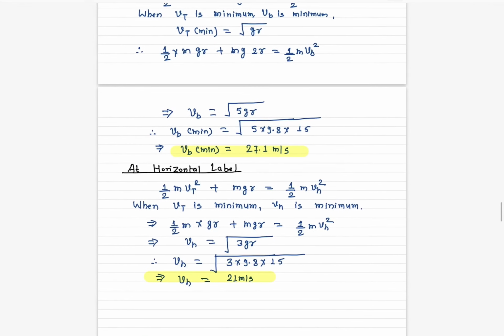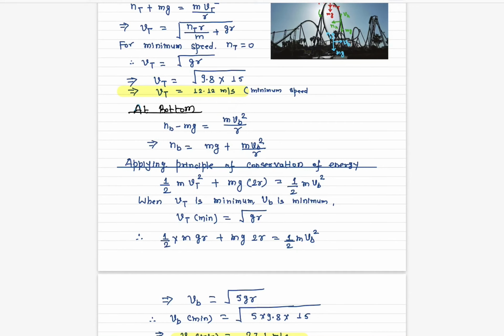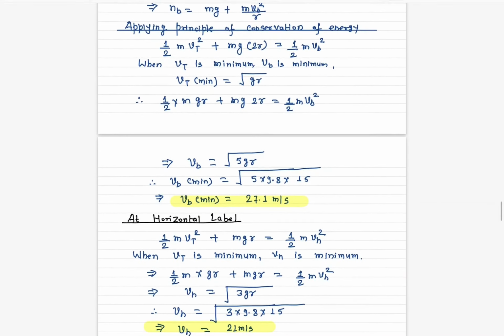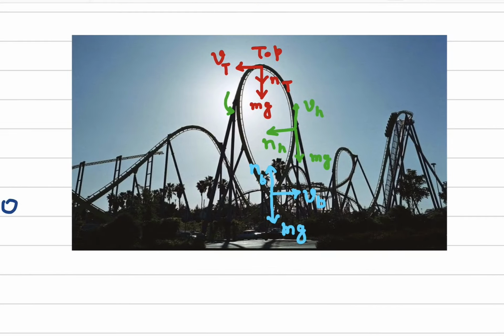So as you can see, the speed at different points is different. If you want to make a complete loop from the bottom, then you have to start at 27.1 meters per second. If it is 27.1 meters per second, then it will make a complete vertical loop, and it will keep looping around, provided there is no friction or other damping. Alright, so this is it for the roller coaster ride physics problem.